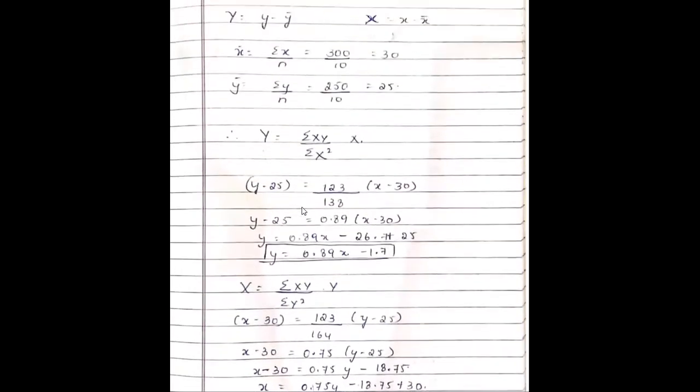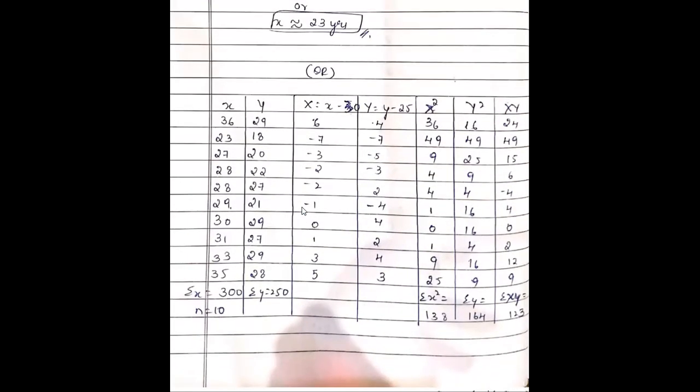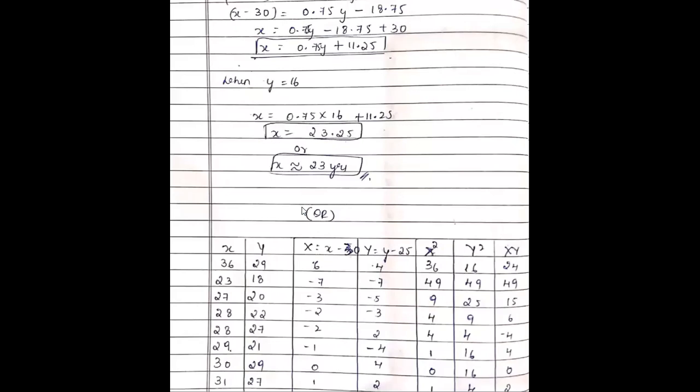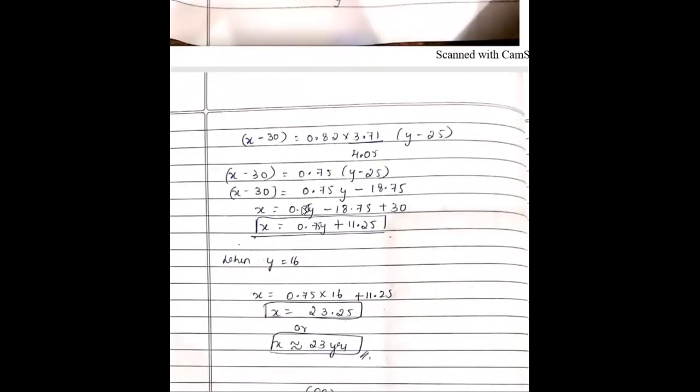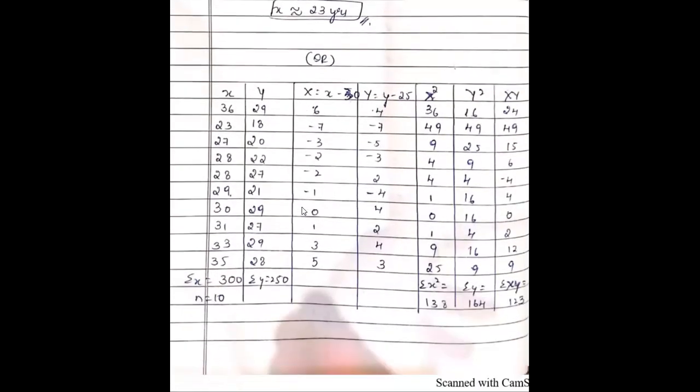So if you observe here, the same problem I've done in two methods, and the second method looks simpler, whereas the first method is quite lengthy. So the difference between these two is, in the first one, we have found the regression line by first finding out R. That's the reason it became lengthy. Whereas in the second method, I have just directly found the regression line without finding R.